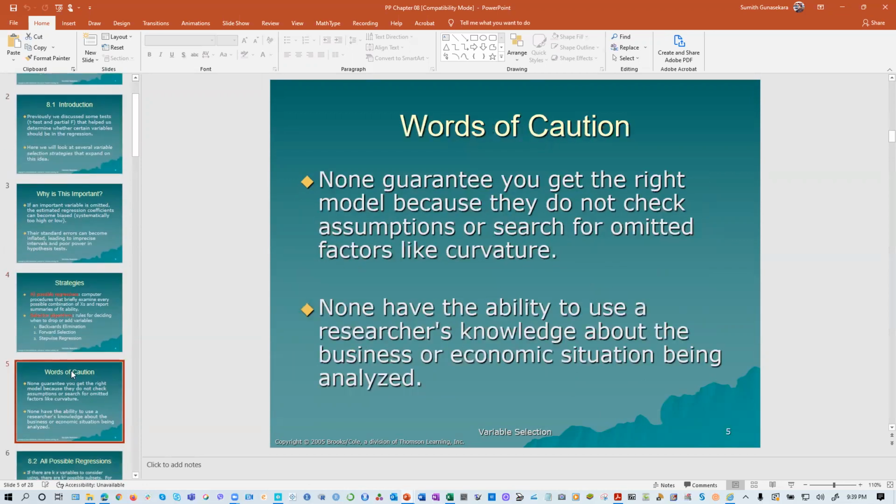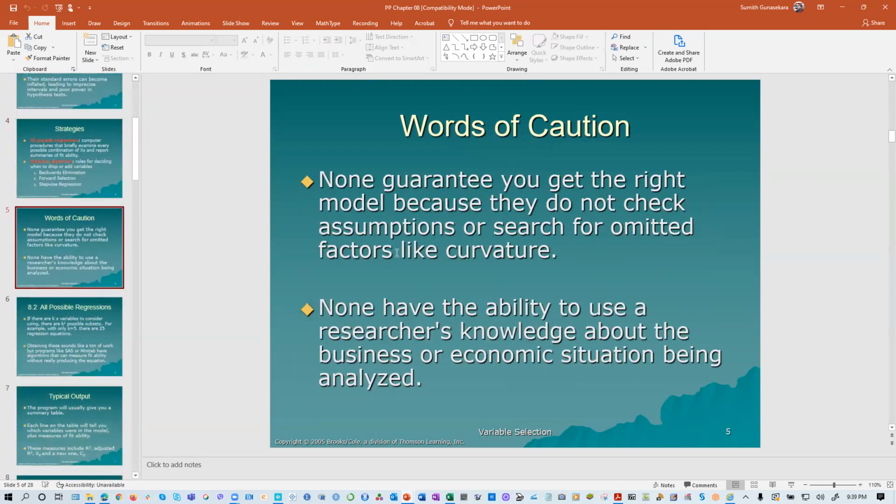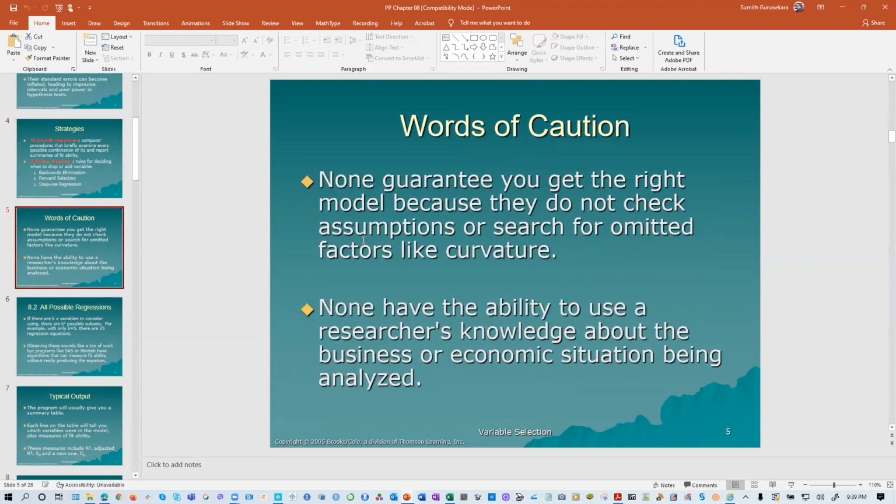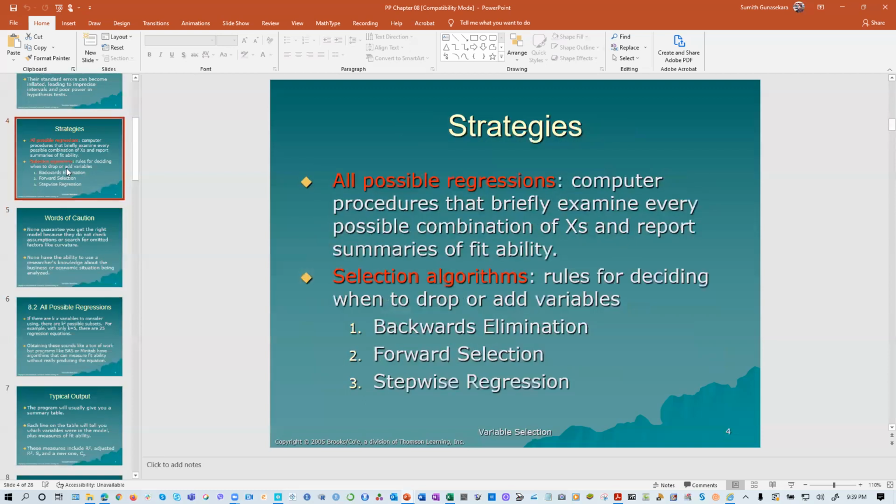In addition to that, since they do not guarantee you get the right model, we'll see this issue. These three methods are not talking about the residuals. They do not check the residual assumptions, or search for omitted factors like curvature. They don't even look into those omitted factors. And none have the ability to use the researcher's knowledge. When you use these methods, you simply add some variables or take out some variables. That's all you can do.